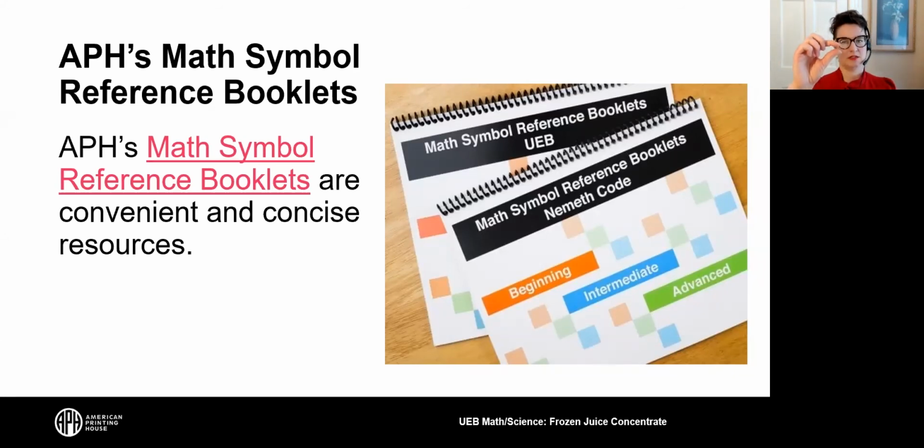Each booklet is a half inch thick in print, and I want to say like 1 inch thick in Braille. And they're pretty easy to carry around. The print versions are spiral bound and color coded according to whether a particular symbol most often happens in beginning math, which is orange, intermediate math, which is blue, or advanced math, which is green.